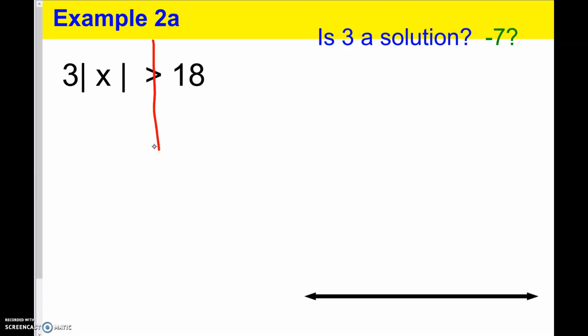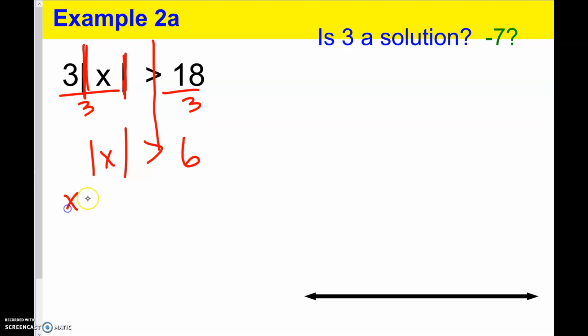So in order to set up our two cases, we want it to say absolute value, but I want to get rid of that 3 first. So I'm going to divide both sides by 3. So I have the absolute value of x is greater than 6. Now I divided by a positive number, so there's no flipping. So x is greater than 6. And then another possibility is going to be x. Now remember, when you write your second case, flip your sign and make it negative 6.